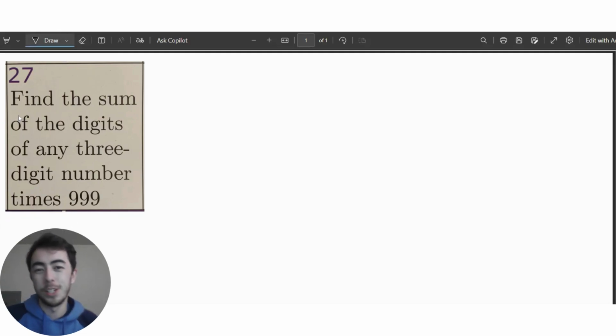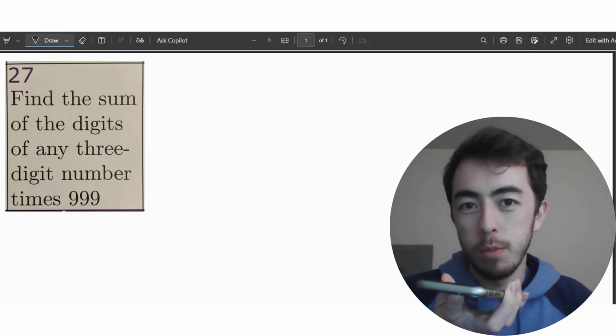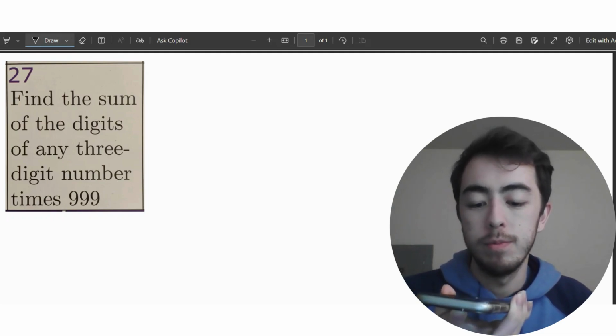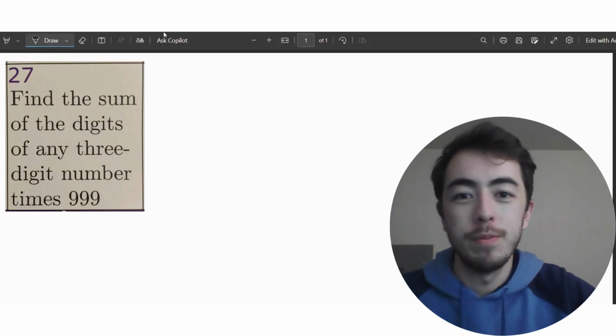Now, I'm not really sure what three-digit number to pick, and I do want it to be mostly random, so hey Siri, tell me a random three-digit number. Okay, 809. Let's try that one out.